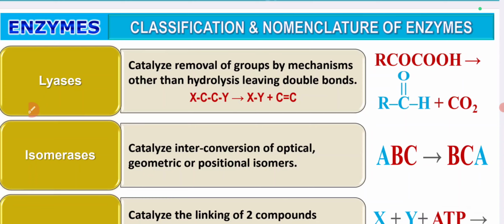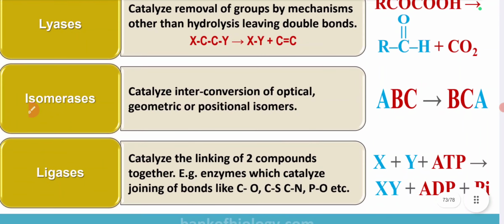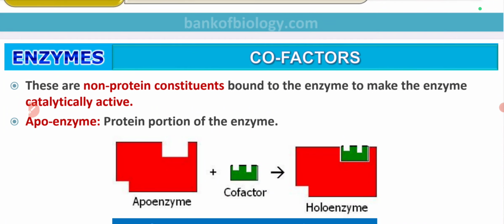Lyase catalyzes removal of a group by a mechanism other than hydrolysis, leaving double bonds. Isomerase catalyzes interconversion of optical, geometric or positional isomers. Ligase catalyzes the linking of two compounds together. Example, enzymes which catalyze joining of bonds like C-O, C-S, C-N and P-O, etc. And finally, cofactors.